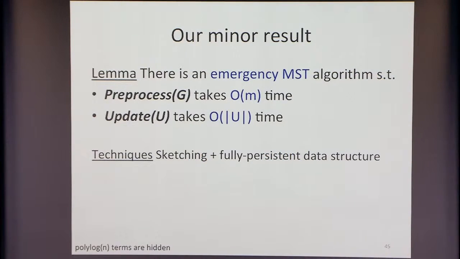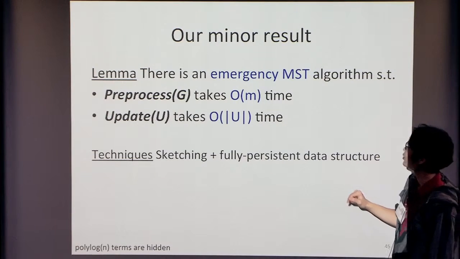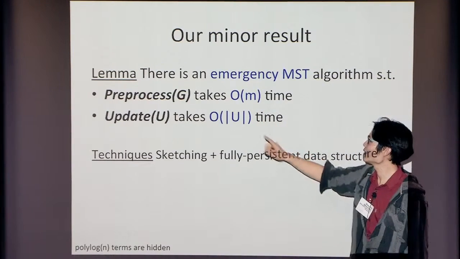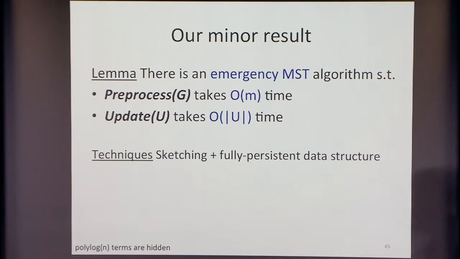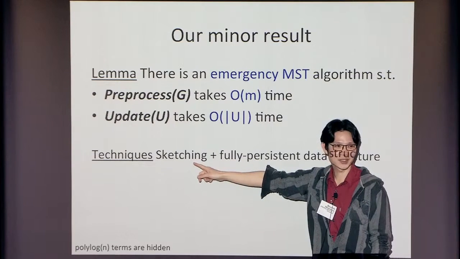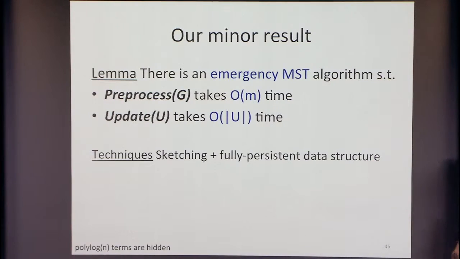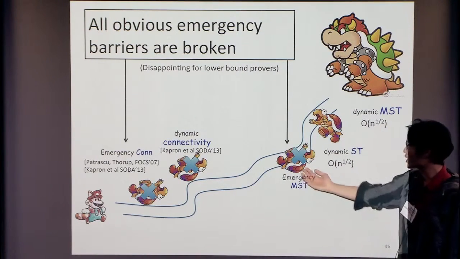And it's probably a good time to mention one minor result of ours as well. The minor result says that for emergency MST, you can actually do things pretty fast. In the preprocessing, you just need O(m) time. And in the update, you just need O(U) time. So almost linear everywhere. The technique is that we start from the sketching technique that Kapron et al. used, and then use a data structure called fully persistent. So it's not much. But that's bad news, I think, for lower bound provers, because we want to have some barrier that we can say something about. But now this one is gone.